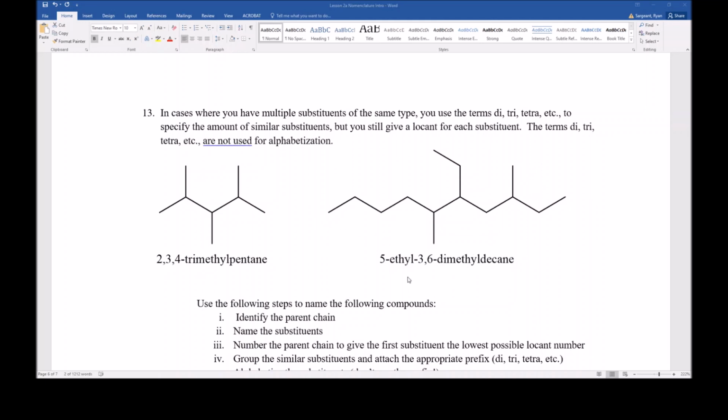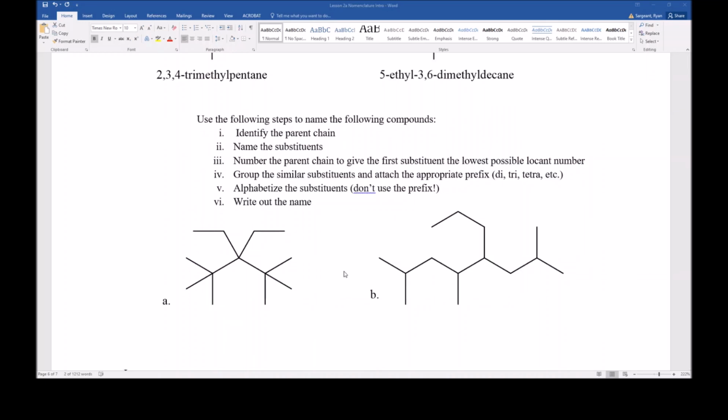And what you'll notice in the order of the name right here is the E is written first, and then you might ask, well, why are the methyl groups later if they start with a D? And they don't. We ignore this numeric prefix when we're alphabetizing these. So when I'm trying to alphabetize my substituents, I'm comparing an E with an M, not an E with a D. So that's why the ethyl group still comes out first.